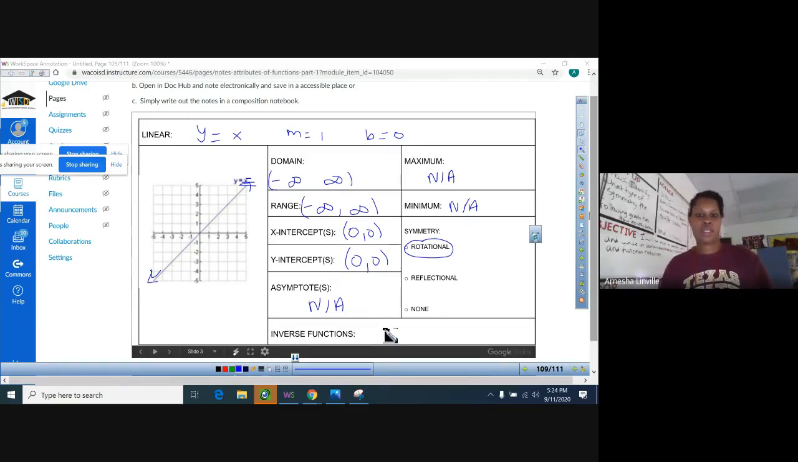Okay, and then the inverse of this function is just itself. When we get further down the road, this line right here is going to be our guide to help us determine inverses. All right, moving on to the next one.